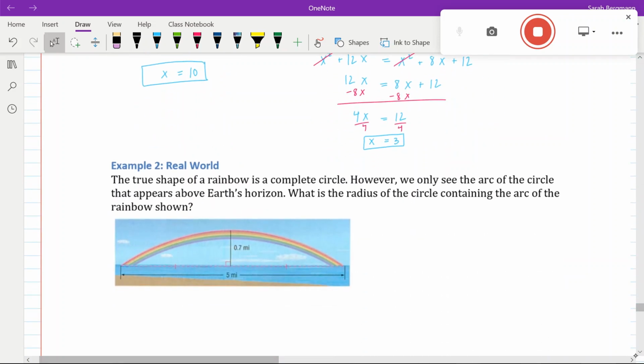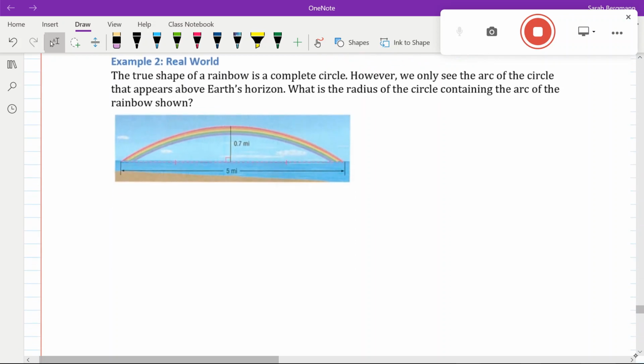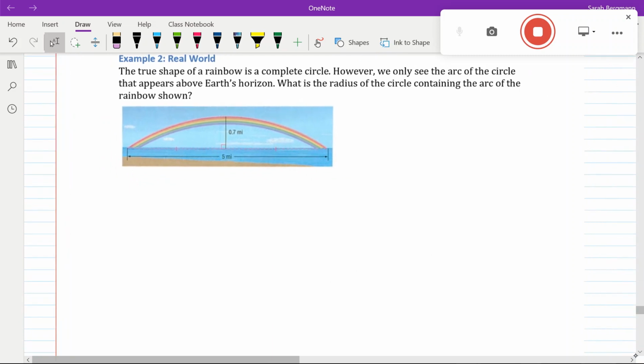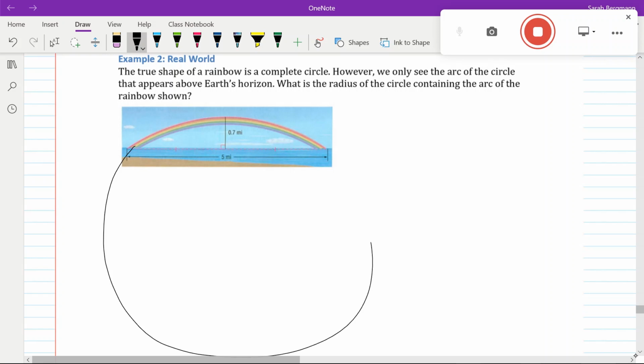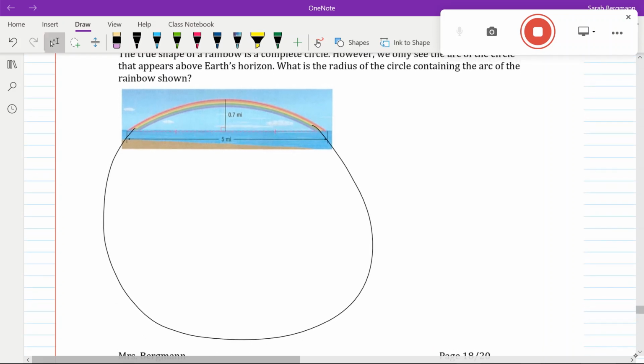Okay, next we're going to look at a real-world problem. This says the true shape of a rainbow is a complete circle. However, we only see the arc of the circle that appears above Earth's horizon. What is the radius of the circle containing the arc of the rainbow shown? What this is saying is that technically this rainbow is a piece of a larger circle. It's an arc of a larger circle.